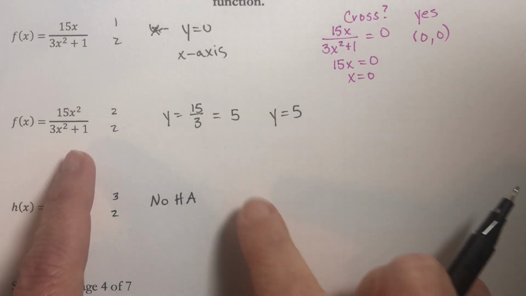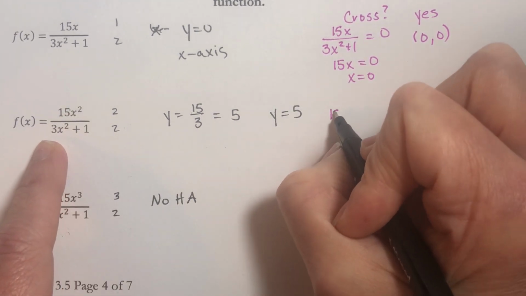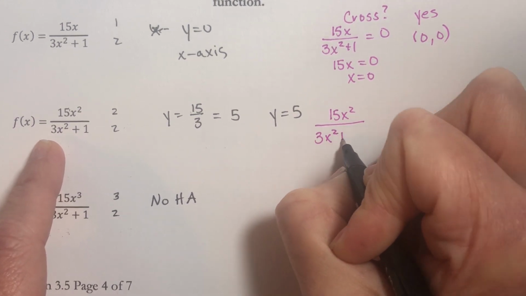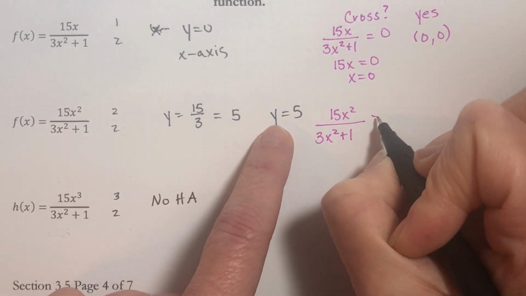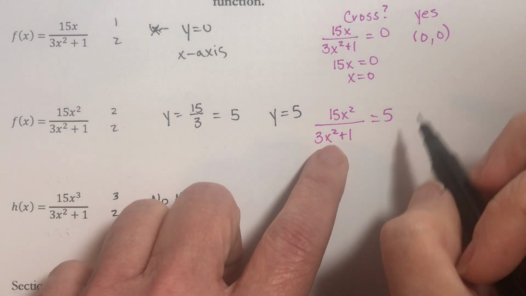Okay, let's try this one. I would take this and set it equal to 5. So I would have 15x squared over 3x squared plus 1 equal to 5. Multiply both sides by this denominator.